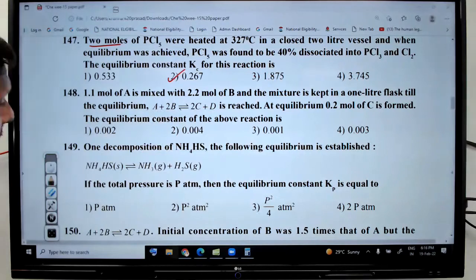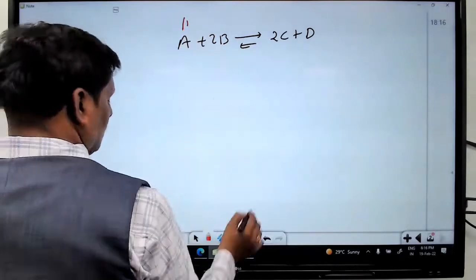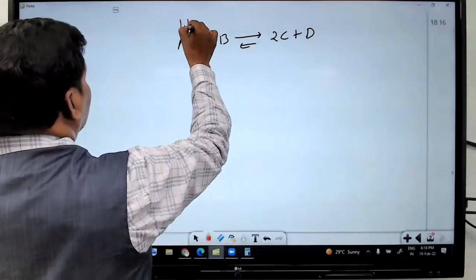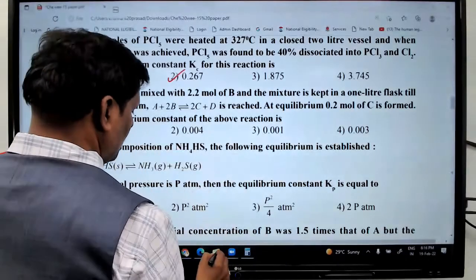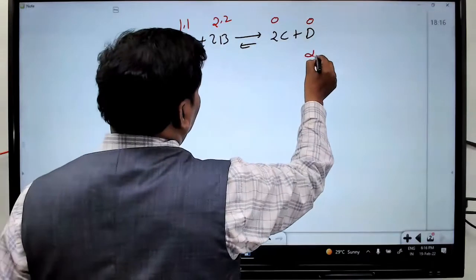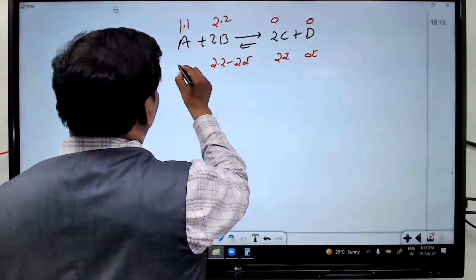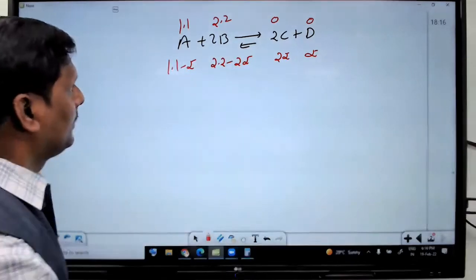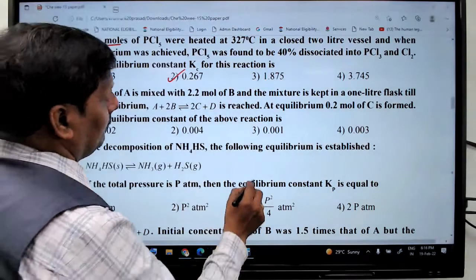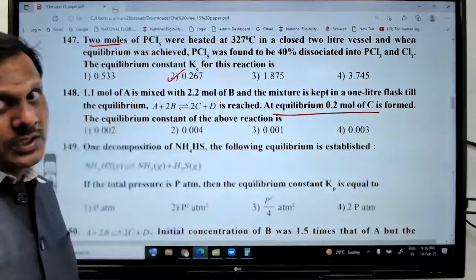Initial number of moles of A is 1.1, and B is 2.2. Our assumptions are 0, 0. Therefore, alpha, 2 alpha, 2.2 minus 2 alpha, and 1.1 minus alpha. This is at equilibrium. But given at equilibrium, the number of moles of C formed is given 0.2.